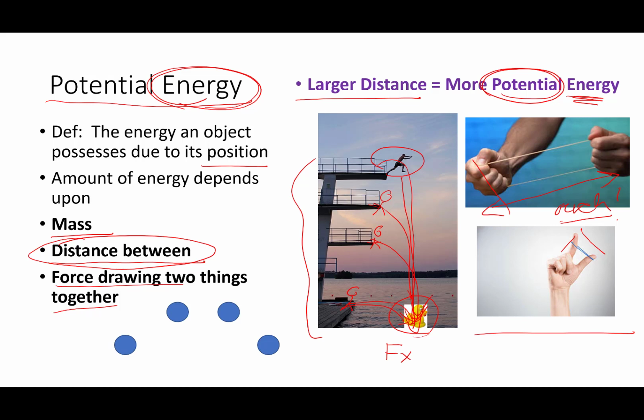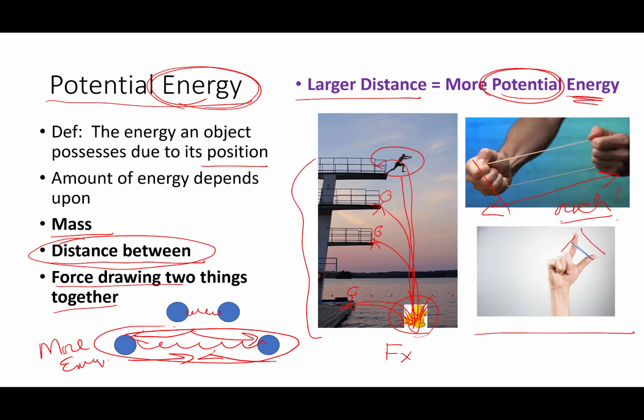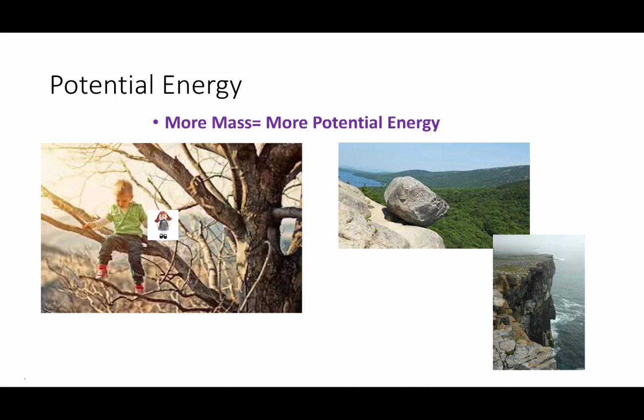Same thing happens with molecules. Two molecules that are relatively close together have a potential energy between them because of their distance. You have to put in work. You have to pull those molecules apart. If those molecules are then allowed to snap back together, more work can be done. More energy is stored in molecules that are further apart, and less energy is stored in molecules that are cuddled up really, really close.